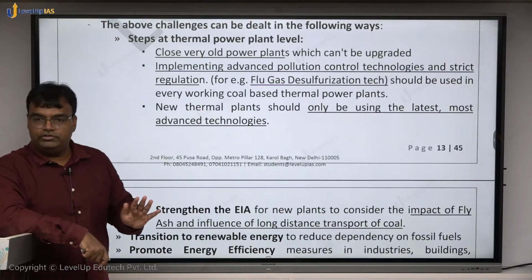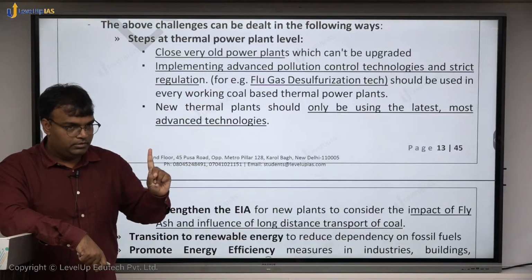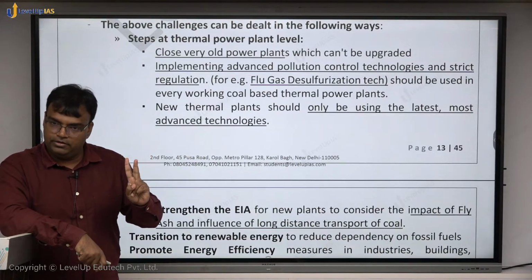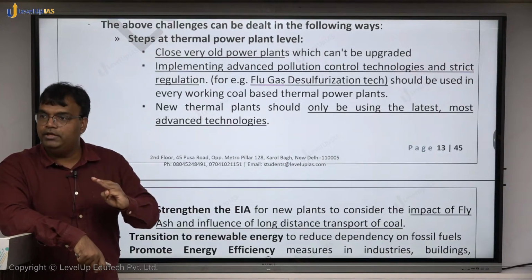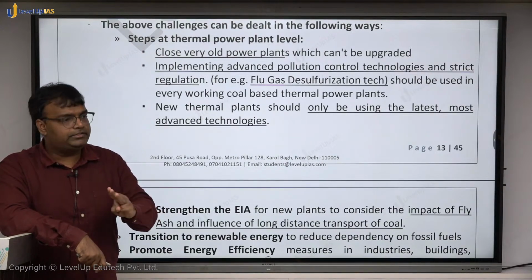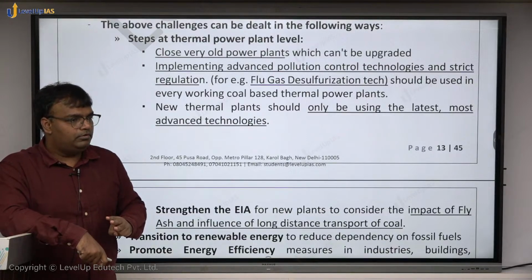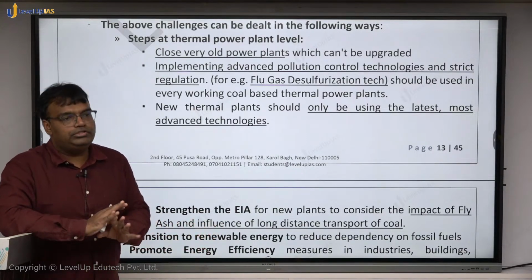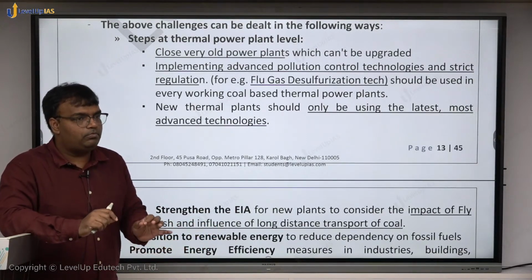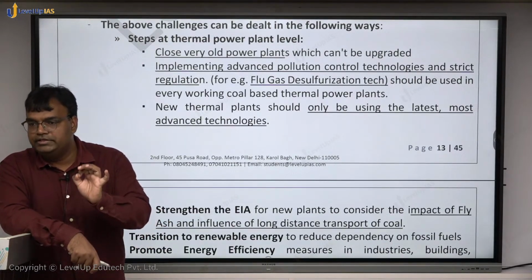So the very old ones which cannot be upgraded, discard them. The ones which can be upgraded, upgrade them. But new power plants should all be of the latest technology, least polluting in nature. Even using technology that is 10 years old, we should not start a coal-based thermal power plant, unless it is using the most advanced technology.